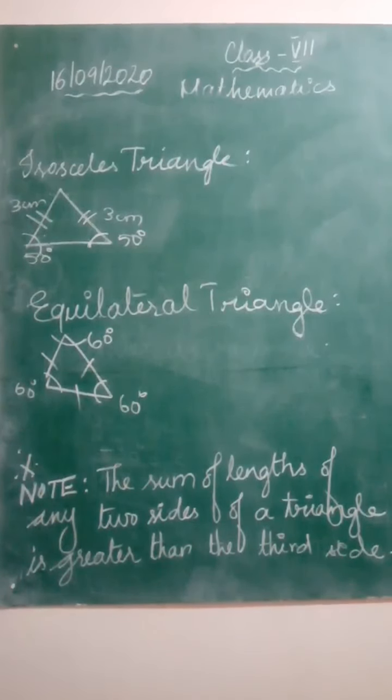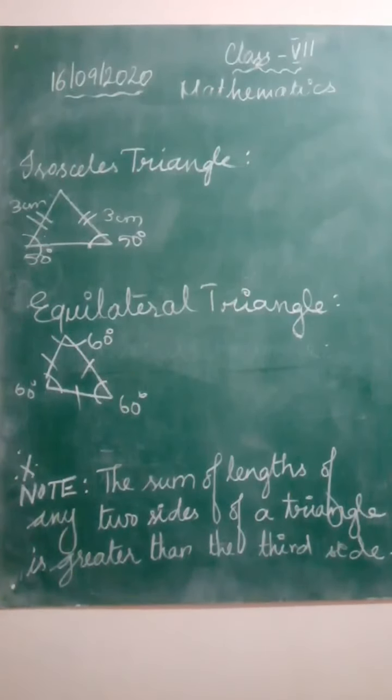Okay. Next, a very important point is that the sum of the lengths of any two sides of a triangle is always greater than the third side. Okay. For example, if you have a triangle with any three sides, if you add up any two sides, it should compulsorily be greater than the third side. Okay, so that is what the statement says. So with this basic concept, we will solve sums from exercise 6.4.